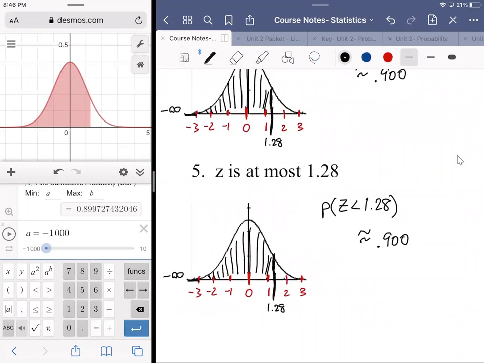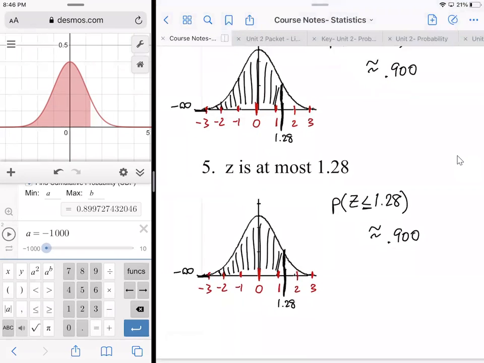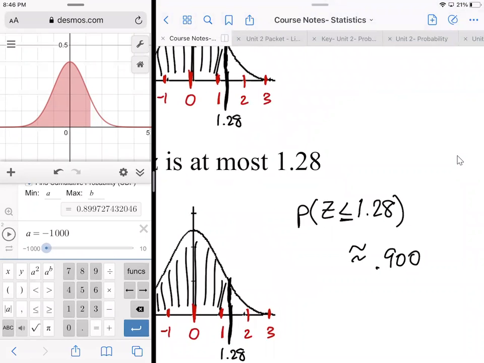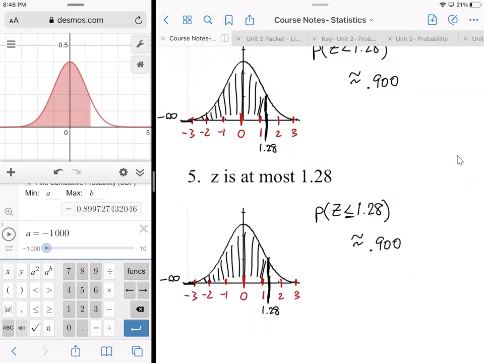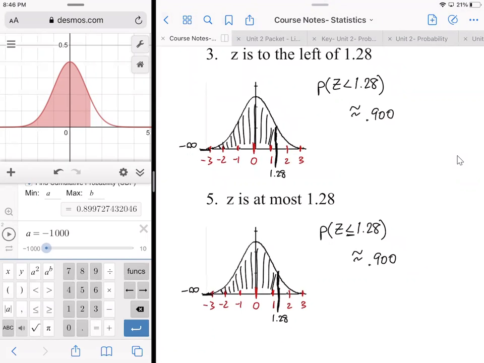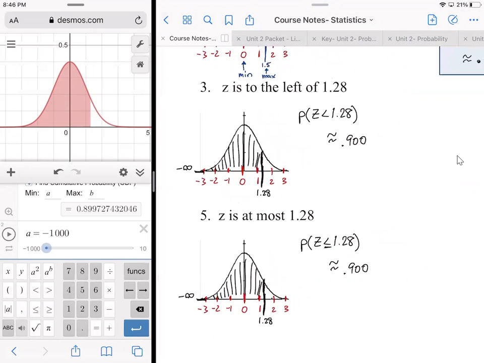So for this one, it says Z is at most 1.28, which is a less than or equal to. I can tell you that less than or equal to versus less than have no difference in terms of how they're computed, because the actual line at 1.28 has no width, so it doesn't contain any area. And so less than or equal to 1.28 versus less than 1.28 amounts to the same thing.